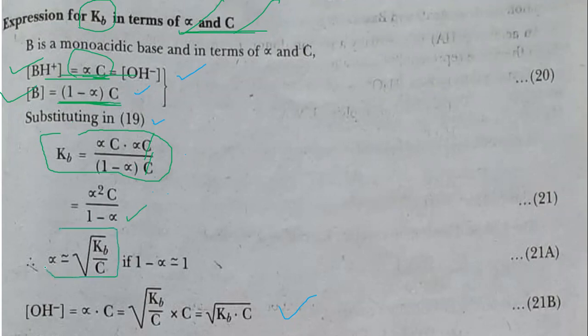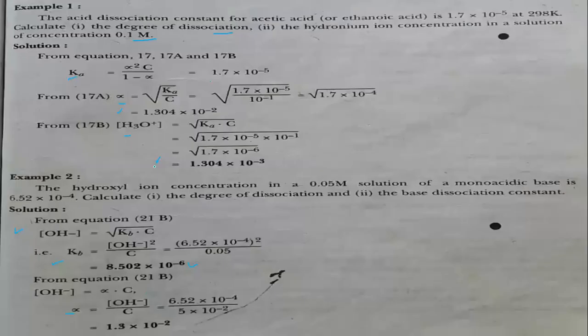You can simplify this, and from it we can find the OH- ion concentration, that is equal to alpha into C. Put the equation for alpha here, into C. So here this is C and this is C raised to 1/2 when it comes outside, but when it goes inside the square root, it will become square of C. So this C and that C will get cancelled, only half of the C will remain, and the equation is the square root of Kb into C.